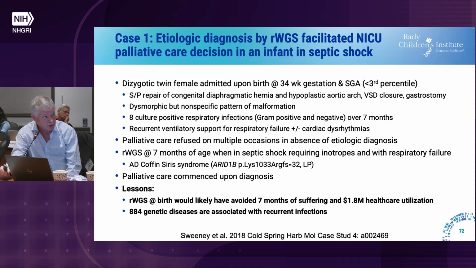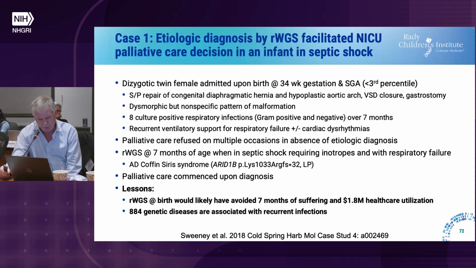The diagnosis was Coffin-Siris syndrome, and this is indicative of a broad set of genetic diseases that are not typically regarded as being immune deficiencies, but if you do a search of OMIM under recurrent infection, you'll find there's 884 such diseases. This is one of those. Palliative care was started the day that the diagnosis was made, and she succumbed later that day.